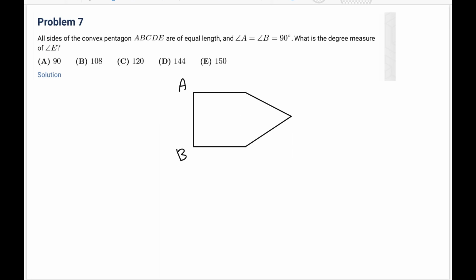The pentagon would be like this, and A and B equal 90 degrees, as seen here. What's the degree measure of E? So it's A, B, C, D, E. So the degree measure of E is, if we put this here, 90 degrees plus 60 degrees. 90 plus 60 equals 150, so it's 150, it's E.